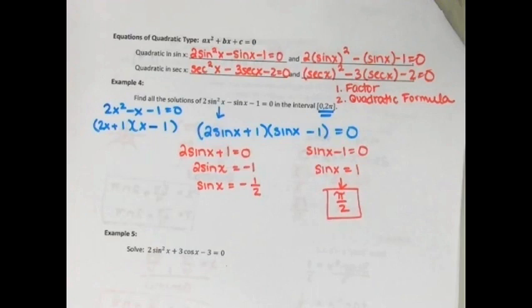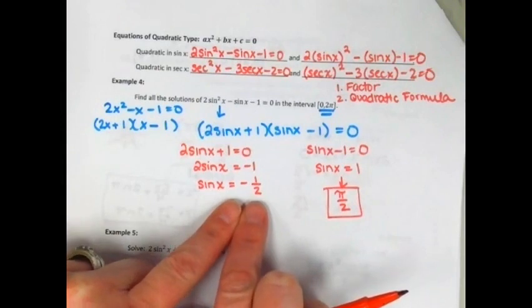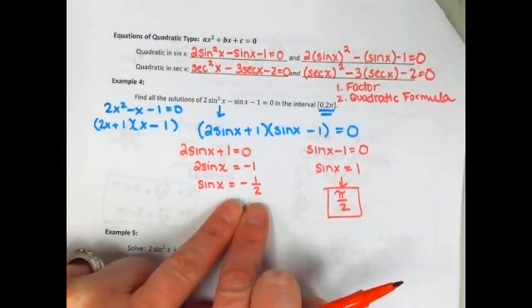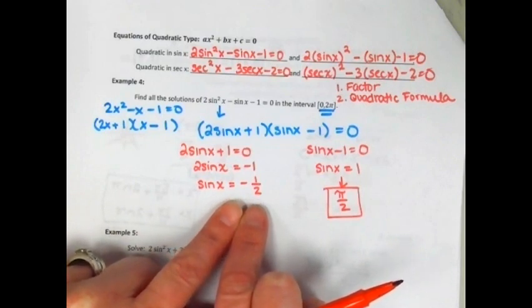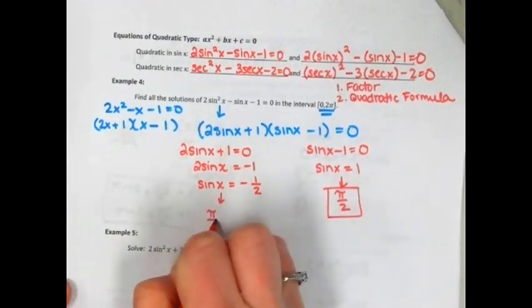So negative 1/2, is that a 30, 60, 90 triangle or a 45, 45, 90 triangle? 30, 60, 90, right? So we know this is going to be one of those 30, 60, 90s. Now, if it's 1/2, is it pi over 3 or pi over 6? Would that be based off of the 30-degree angle or the 60-degree angle? What did you say, Andrew? It is the 30, right? So it's pi over 6.